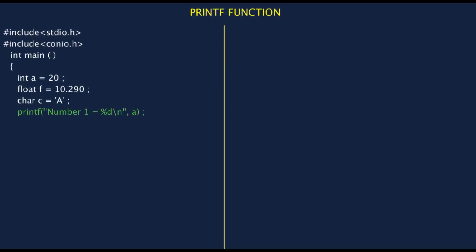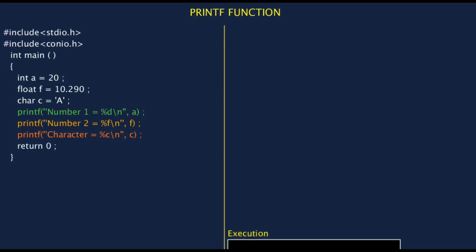Now using the printf function we print these values. That is number 1 equals %d and \n we use for a new line. Then comma a. Then we print the value of f using %f. Then we print the value of the character using %c. These are the format specifiers we are using to print the value of an integer, float or character constant. Then return 0, curly braces close.